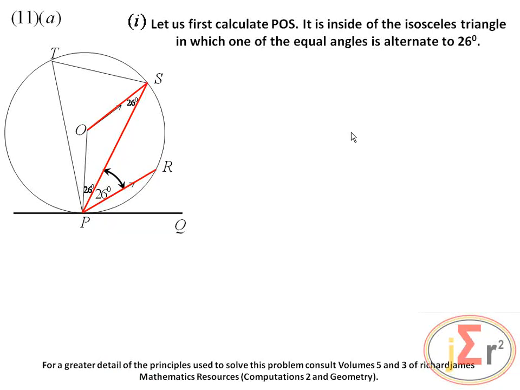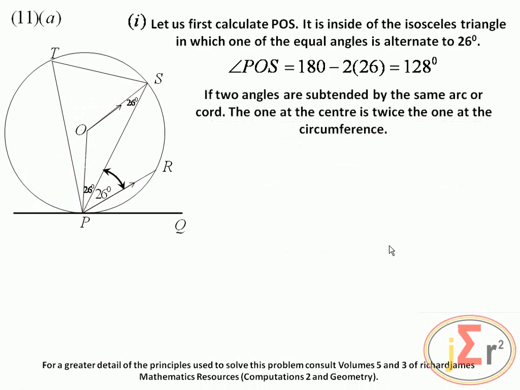So we will find POS now. POS is the rest of 180 degrees. Angles in a triangle add up to 180 degrees. We have 26 and 26. 180 minus 2 times 26. So POS is 128 degrees.